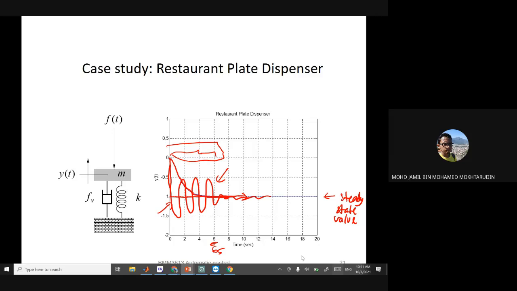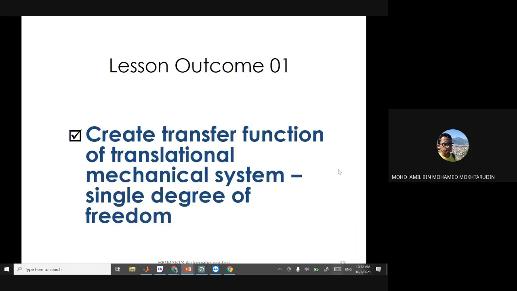Okay, so that's an example from a restaurant plate dispenser. Okay, so we covered the first subtopic, which is single degree of freedom.